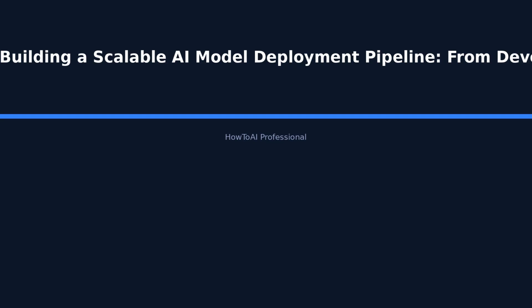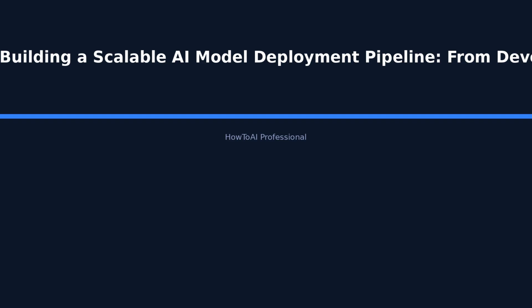4. A/B testing. In this strategy, you run two versions of your model simultaneously to compare performance. This is particularly useful for understanding how changes impact user behavior and can provide valuable insights for model improvement.